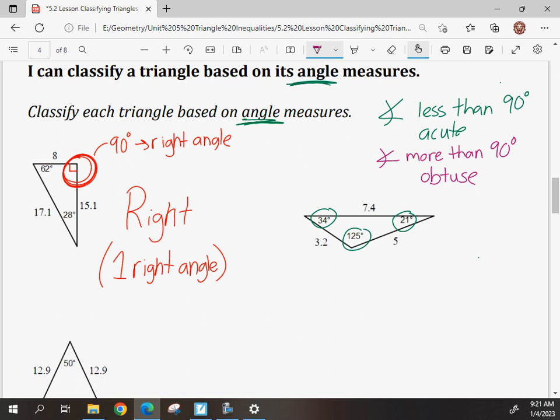When we have an angle that's less than 90, it's acute, and an angle that's more than 90, it's obtuse. So if we have one obtuse angle, you can only have one. Otherwise, we won't be able to add our angles up to 180. When you have one obtuse angle, you might guess it, we call this an obtuse triangle. So this 125-degree angle is obtuse. It's bigger than 90. We call that an obtuse triangle.